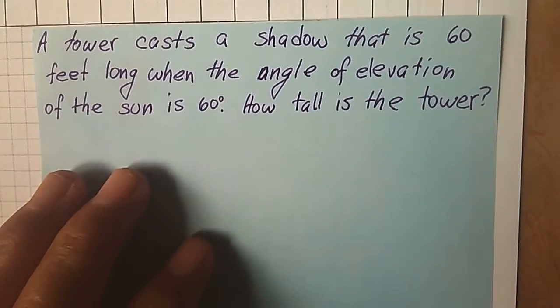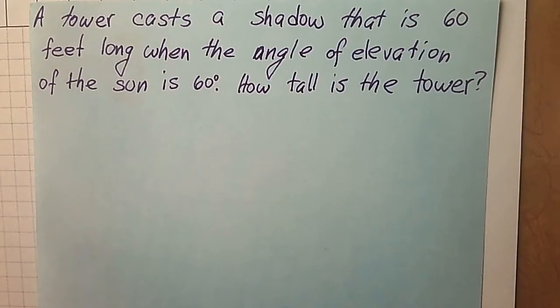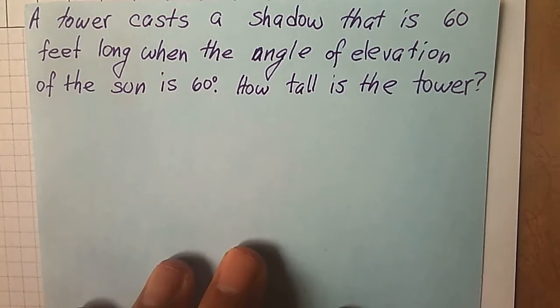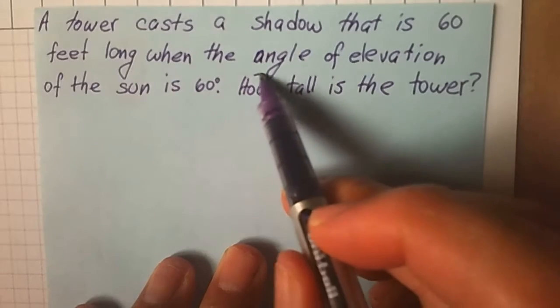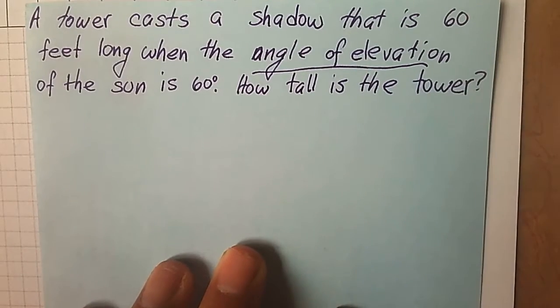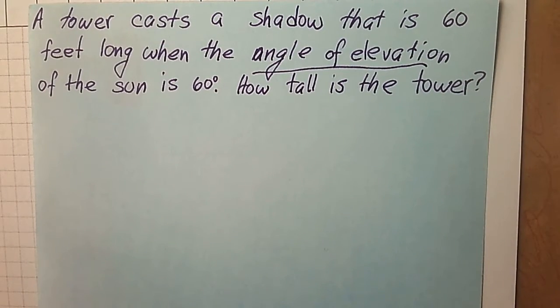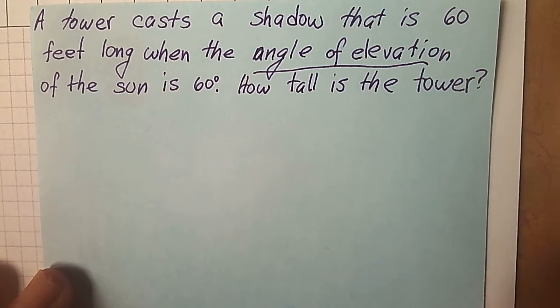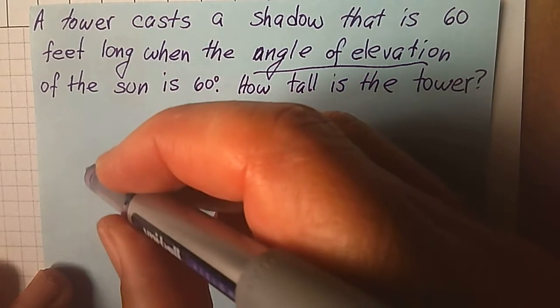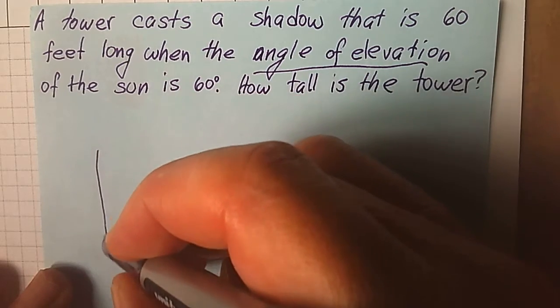Here's an example I have for you. It says a tower casts a shadow that is 60 feet long when the angle of elevation of the sun is 60 degrees. How tall is the tower? Look at the keyword: angle of elevation. That means the angle is going to be going up. Now you don't have to be very fancy with your drawings. Imagine that this is a tower.